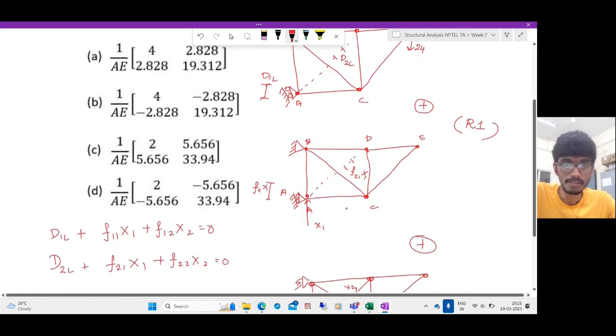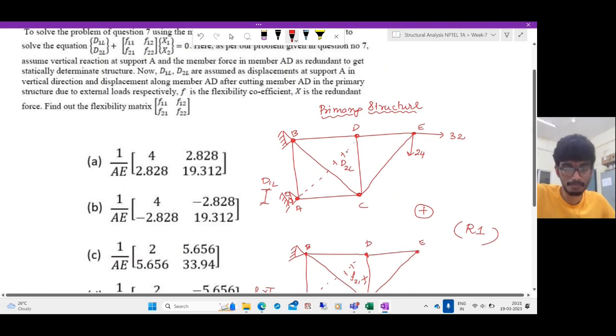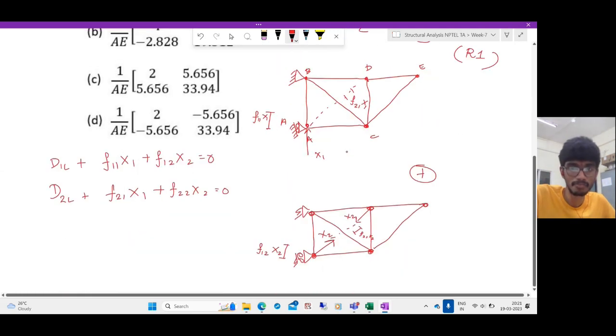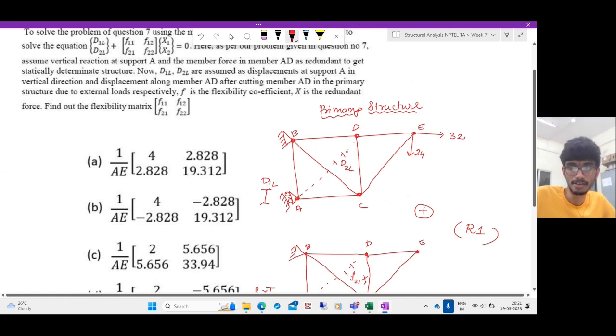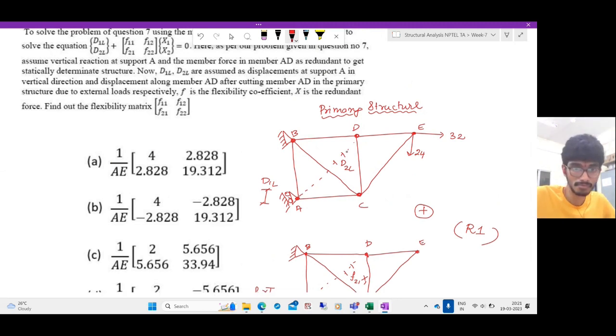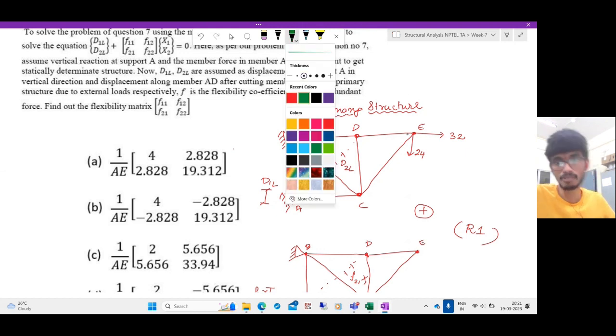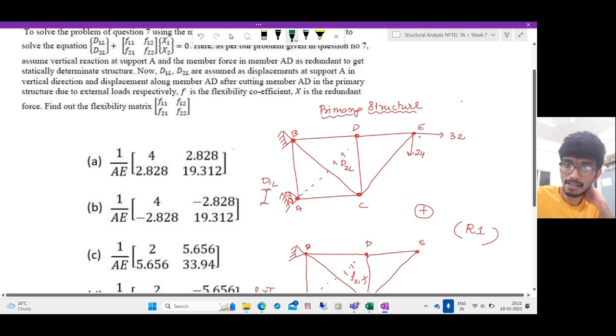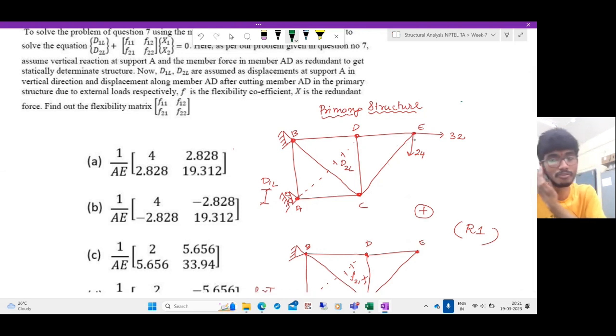So let us, as usual, solve the problems. So the primary structure, let us determine the unknown forces. So we have 24 vertical, which means the force in this member will be equal to 24√2. So this is subjected to a compression of 24√2.